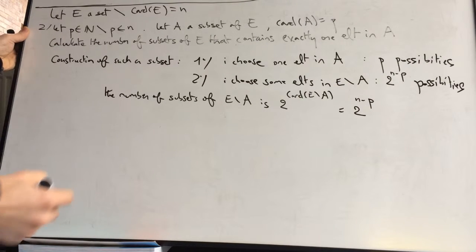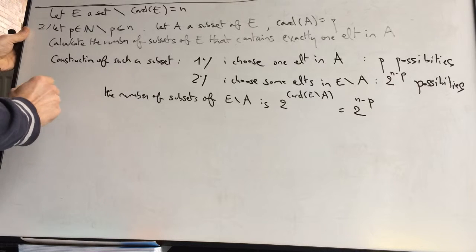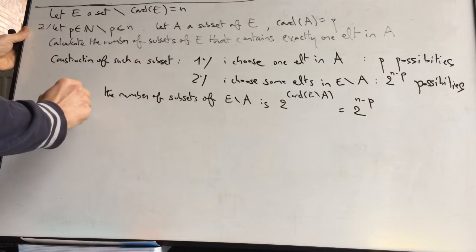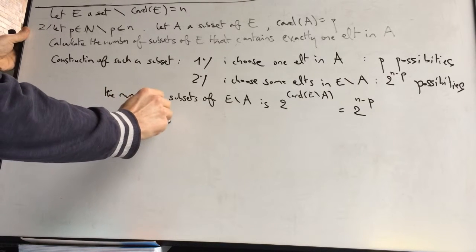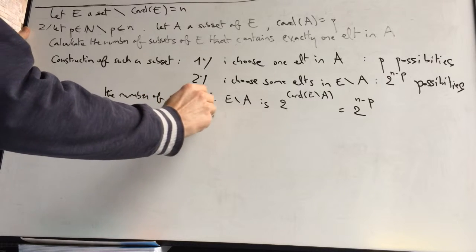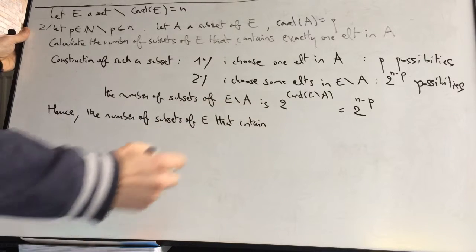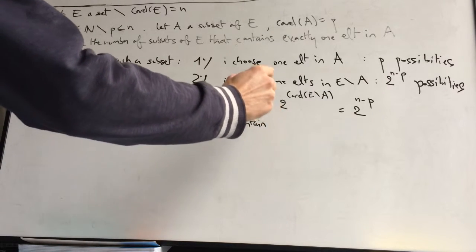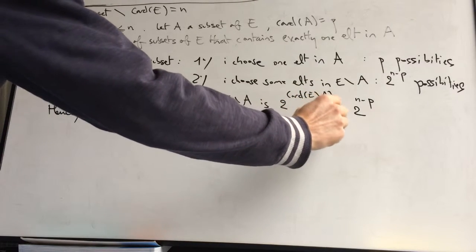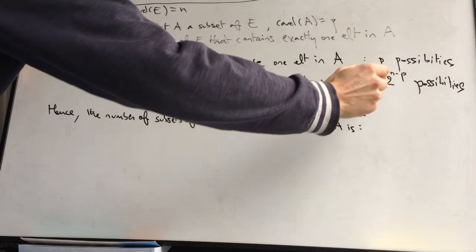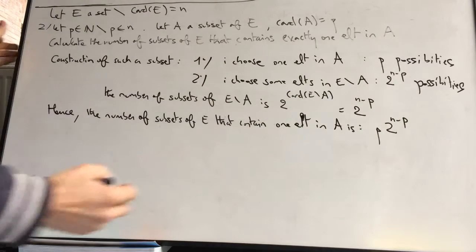And then, hence, the number of subsets of E that contain exactly one element in A is the product of the two numbers: p times 2 to the power of n minus p.